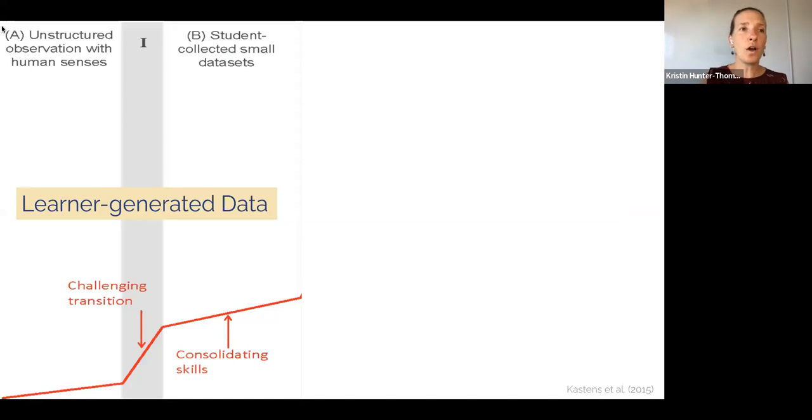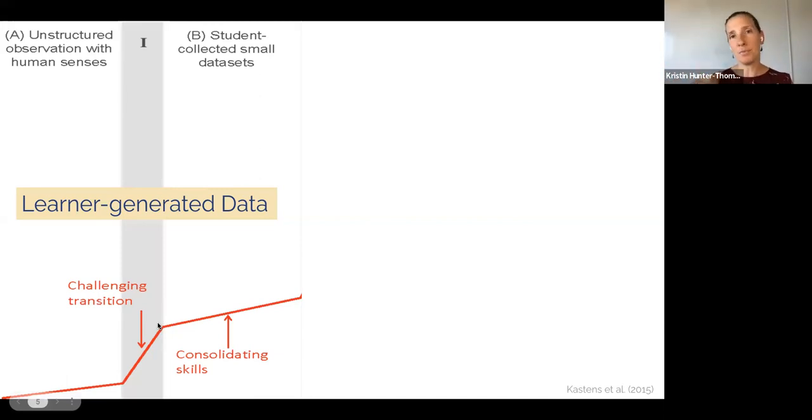to move from unstructured observation with human senses. I walk out the door, I see what the temperature is outside, that determines what clothing I will wear. My third grader is working on this right now. So there's a learning curve with that, right? We get better with that over time. But then there's a challenging transition to move from that to student collected small data sets.